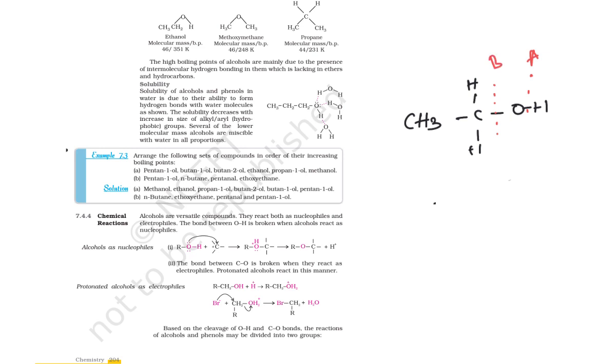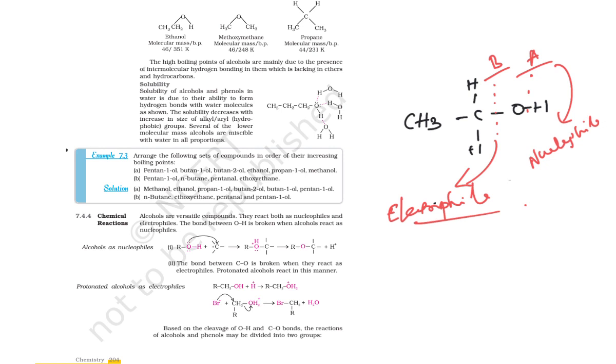Call them cleavage A and B. If it is cleavage A, alcohol reacts as a nucleophile. In case of cleavage B, it acts as an electrophile. Clear? So in the first one, the cleavage is here, so it acts as a nucleophile. In the other, the bond between C and O is broken, and it reacts as an electrophile. Here there is protonation, and after that there is a breakage here. So here alcohol acts as an electrophile.